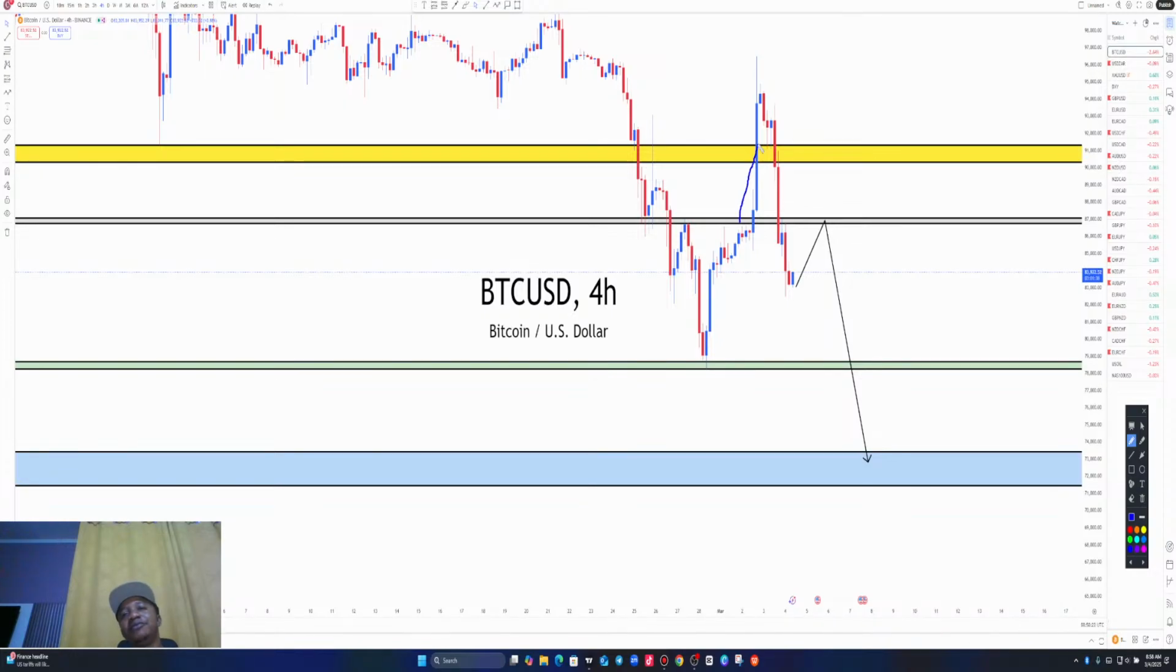Why? Because this was a higher high, and this was also a higher low. So there could have been buy pressure from here to push the market up. That's why I didn't give you guys a sell. But price has now been able to break below the support level, which gives us a downtrend now on the 4-hour.